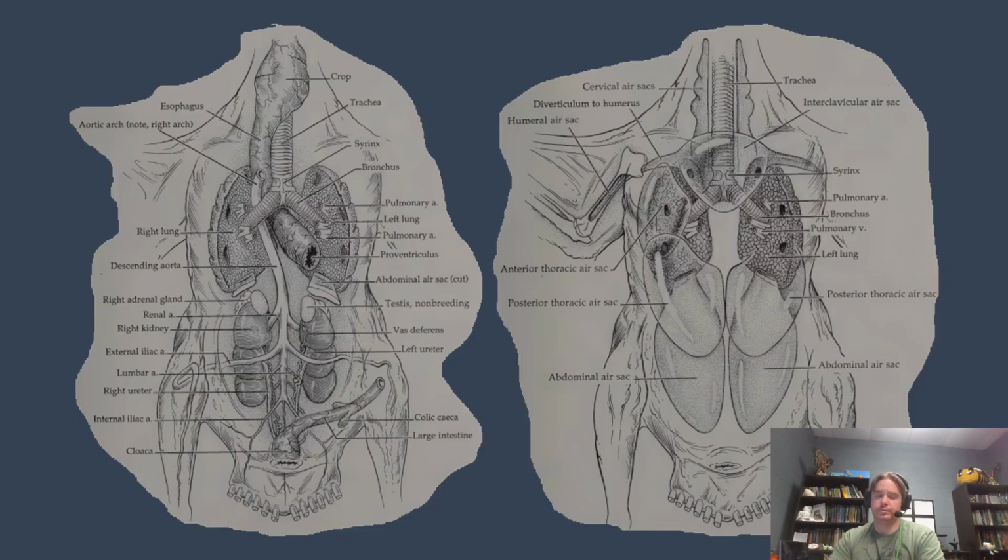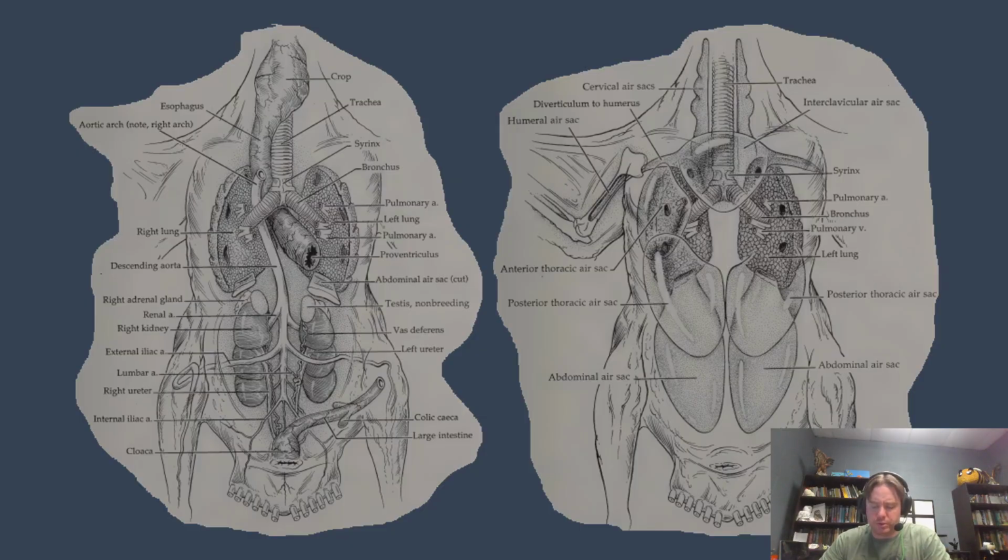So the nares and the mouth are where air is going to come in and out. That part's not so different from us. And the air is going to come through the trachea. And it doesn't go right away to the lungs. We're going to take a look at the path it takes. But if we look at the anatomy here real quick, we have the trachea, we have a syrinx, we have the bronchi, and then we have lungs.